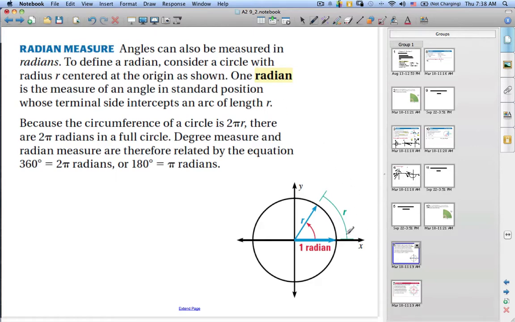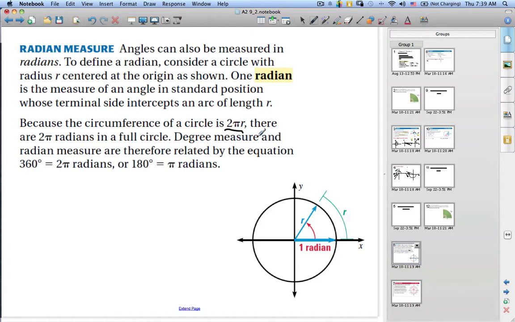Okay, so we've talked about radians. 1 radian is the measurement of an angle in standard position whose terminal side intercepts an arc that has the same length as the radius. So when the arc length matches the radius, then you have 1 radian. Okay, and then when you look at the formula for the circumference of a circle, you can see how we end up with 2 pi radians. That's not something we actually have to do, but that's where it comes from.